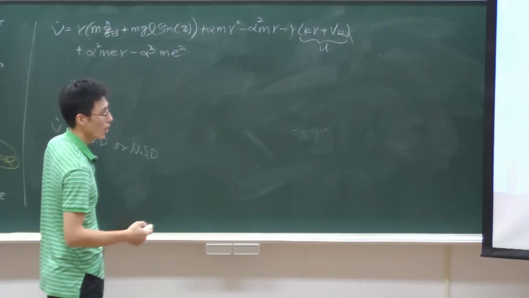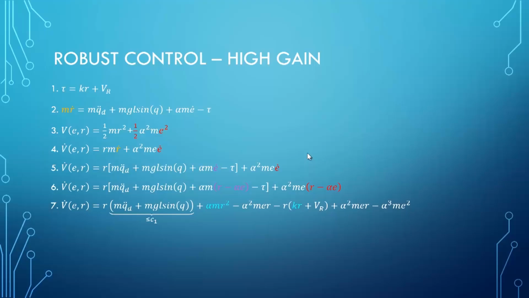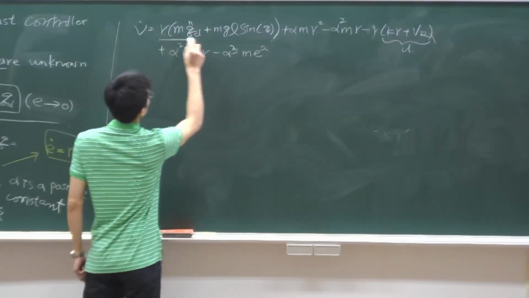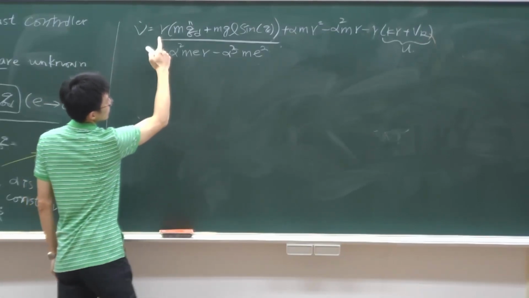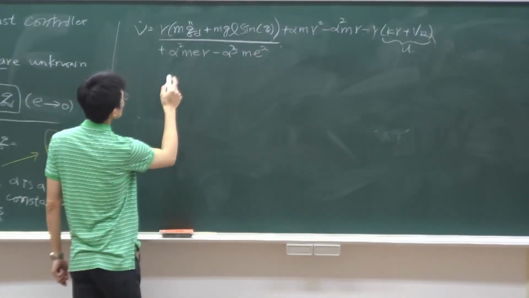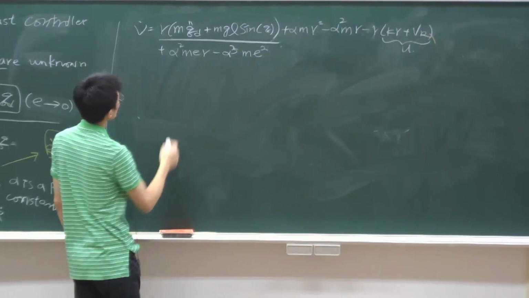Let's see how we can do the analysis. We can upper bound the terms. Now go back. How will you upper bound these terms? V is a scalar. Everything here is scalar, so a scalar can be positive or negative.